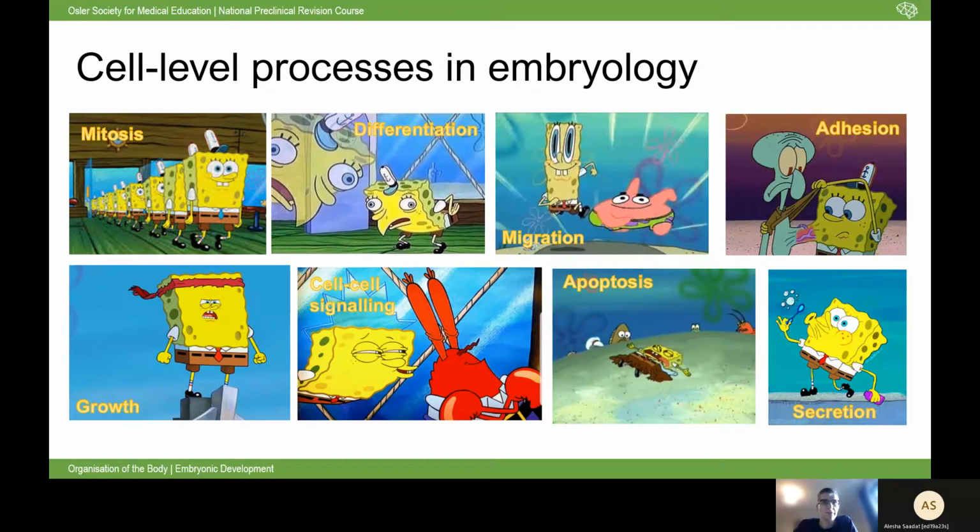Lovely. So I like to open with this slide, and I think it's really important when thinking about embryonic development and any sort of developmental process to try and rationalize and think about in your head what's going on at the level of individual cells within that system. Are they dividing? Are they growing? Are they differentiating into different cells? Are they signaling to each other? Are they dying? Are they producing specific signals? Are they undergoing these processes of migration and adhesion?